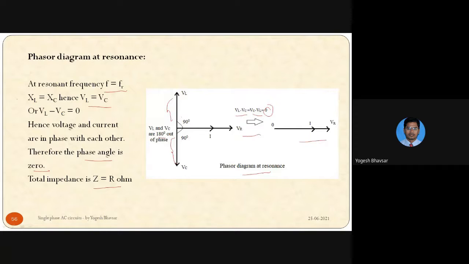I hope you understood this topic. If you have any query, any question, you can ask on the basis of this resonance condition.